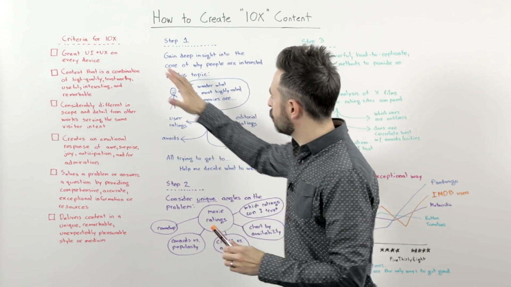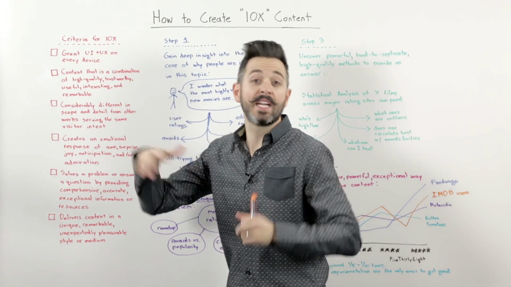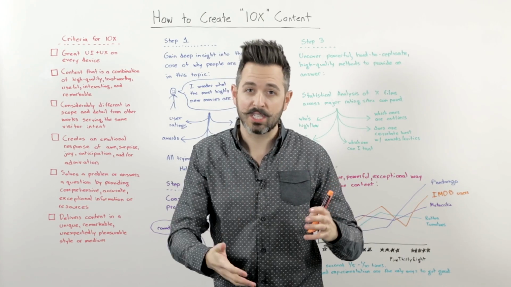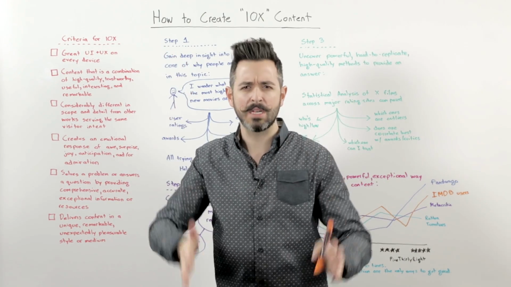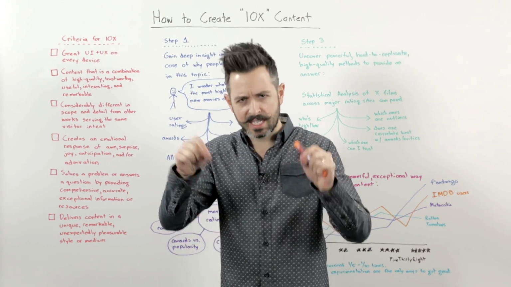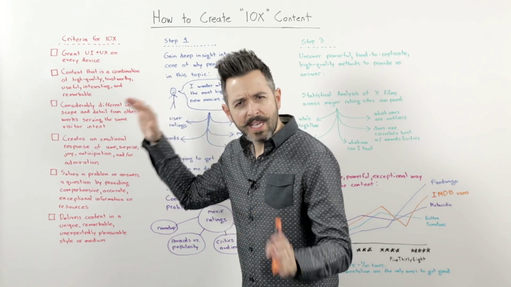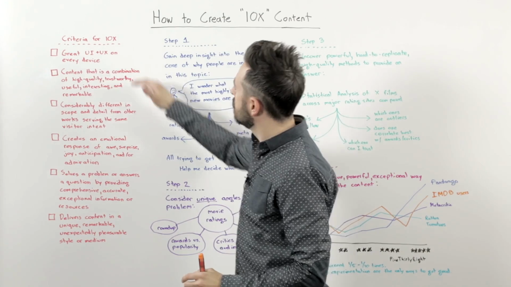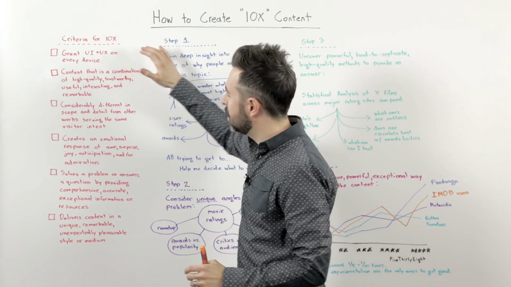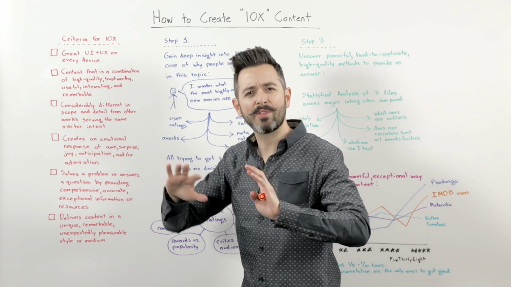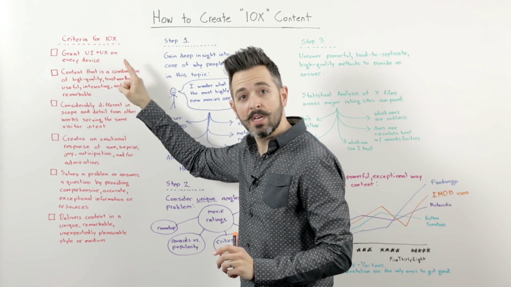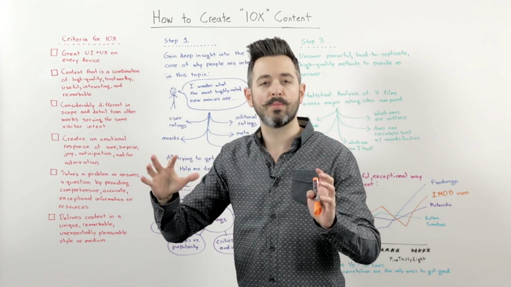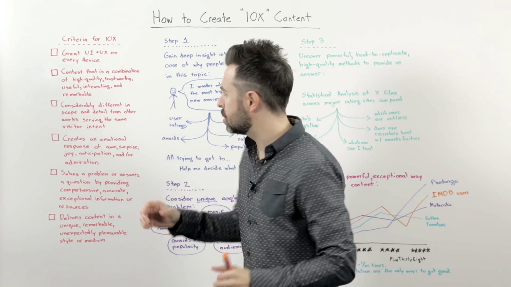And look, there's some criteria for 10x content. I actually have a Google Doc that I keep adding to that has a list of 60 plus different pieces of 10x content. I'll link to that. But basically, the criteria for 10 times better than what anyone else is doing is it has to have great UI and UX on any device. That content is generally a combination of high quality, trustworthy, useful, interesting, and remarkable. It doesn't have to be all of those, but some combination of them.